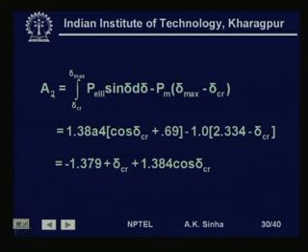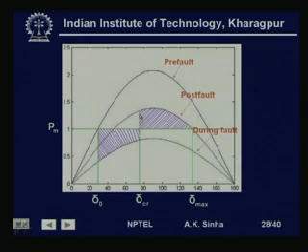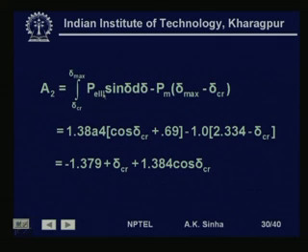Similarly, we will get the decelerating area A2 as the integral from delta critical to delta max of P_3 sin delta d delta, minus P_m times delta max minus delta critical. That is, from this point we are saying the area under this curve from this point to this point, minus the rectangular area here. So, that is what we are writing here: P_3 sin delta d delta from delta critical to delta max, minus P_m delta max minus delta critical. So, substituting the values, this comes out to be minus 1.379 plus delta critical plus 1.384 cos delta critical.